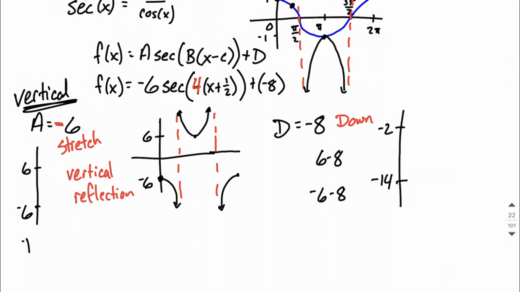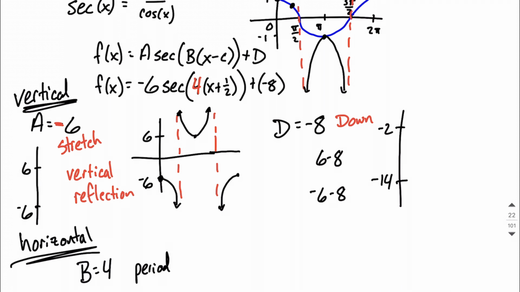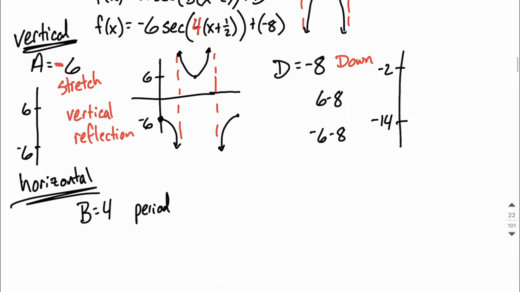All right, next up, let's write this out as horizontal. What's changed horizontally? All right, horizontally is going to be affected by those values inside the function. So inside of the secant, we have b is going to be 4. This has to do with the period of our graph. Okay, we can calculate the period of our graph as the original period divided by whatever b is.